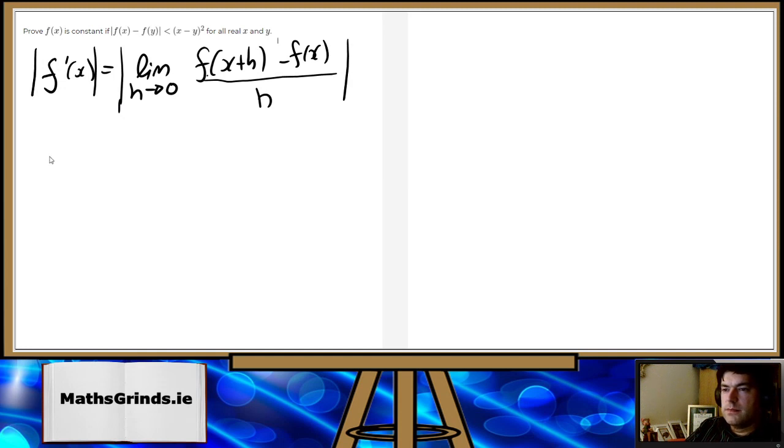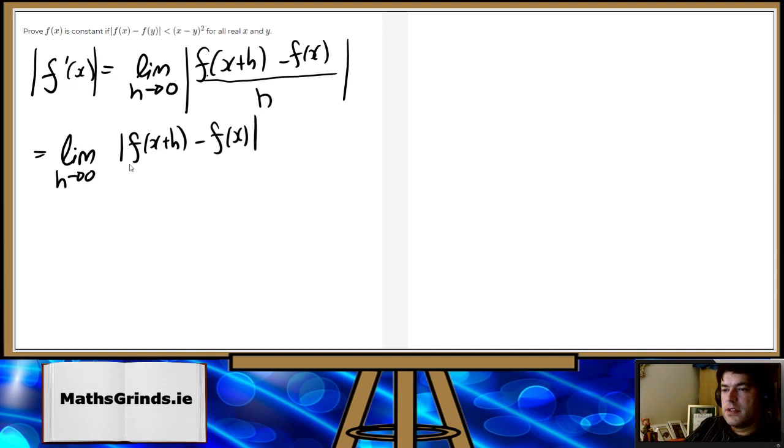Actually, I don't need the absolute value to be on the outside here. Okay, that's a little bit neater. Now that will equal the limit as h goes to 0 of the absolute value of f of x plus h minus f of x, close absolute value, all over the absolute value of h.